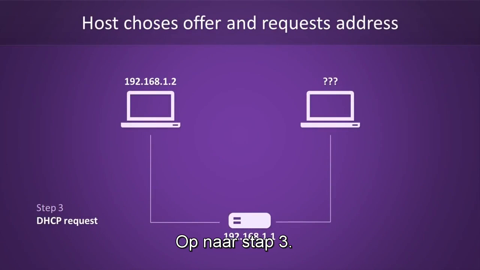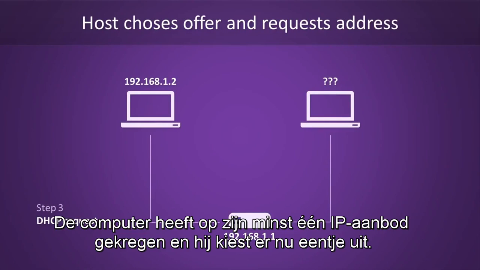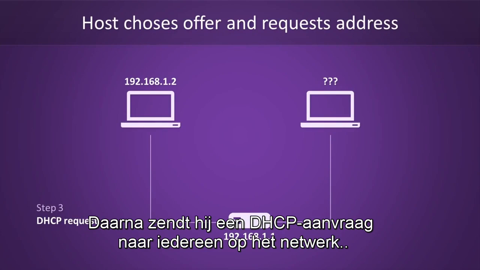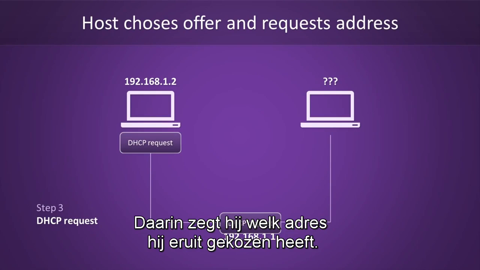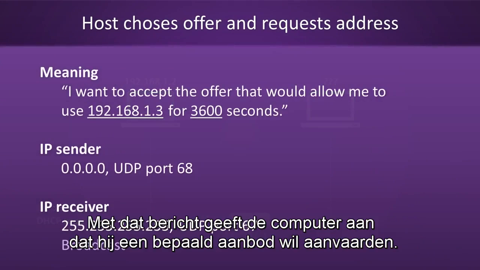Moving on to step number 3. At this point, the host has received at least one offer for an address, and it now gets to pick which one it wants. After having done so, it will send out a DHCP request message to everyone on the network. Once again, this is a broadcast. And in this message, it will say which address it picked. With this DHCP request message, the host expresses its intention to accept a specific offer.